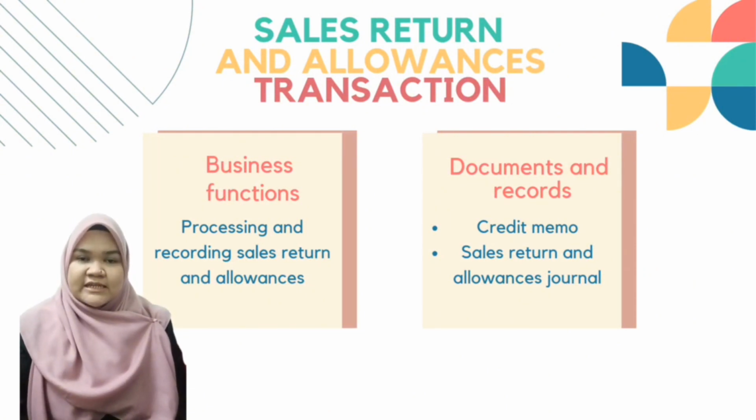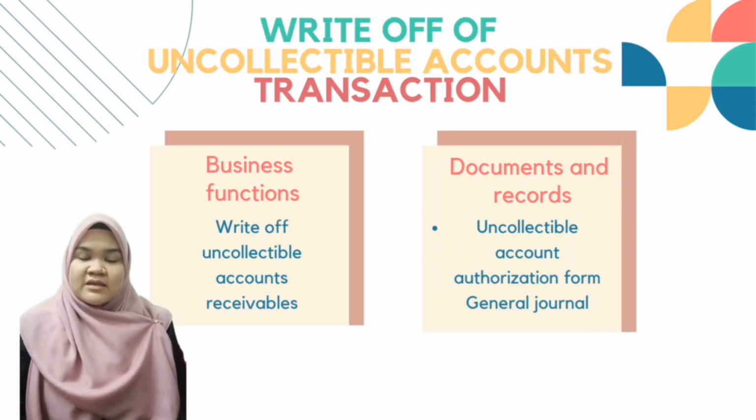Next is the sales return and allowance transaction. Its business function is processing and recording sales returns and allowances. The documents and records related are credit memo and sales return and allowance journal. Next is the write-off of uncollectible accounts transaction. The business function is to write off uncollectible accounts receivable. Uncollectible account authorization form and general journal are among the documents and records related to this transaction.